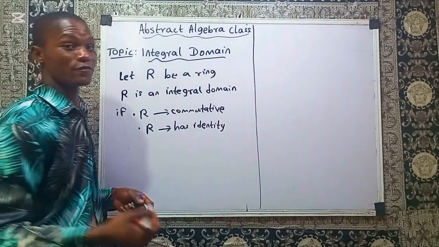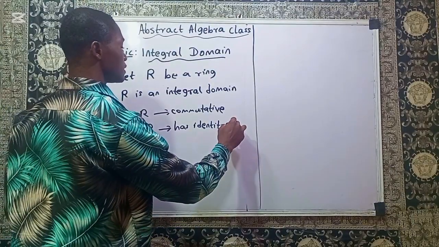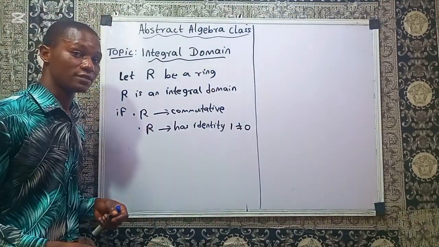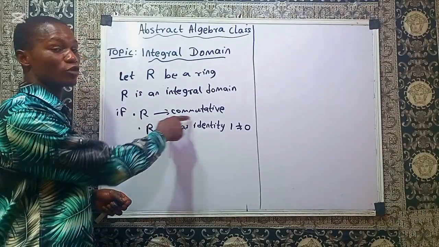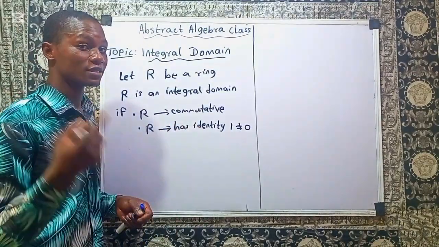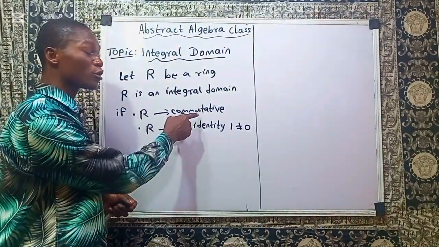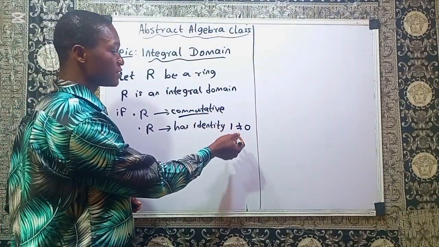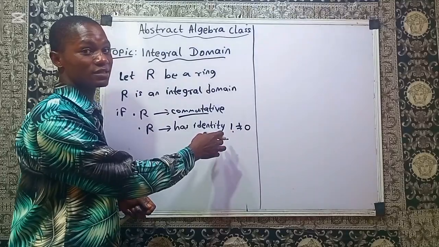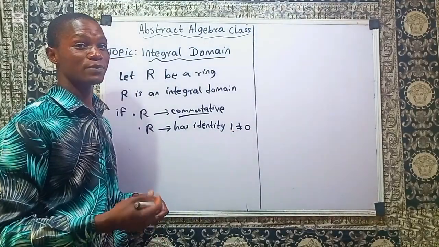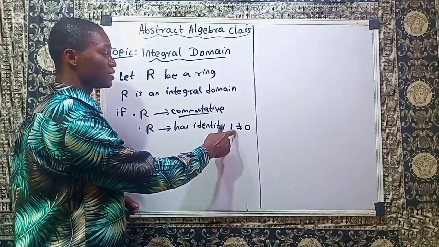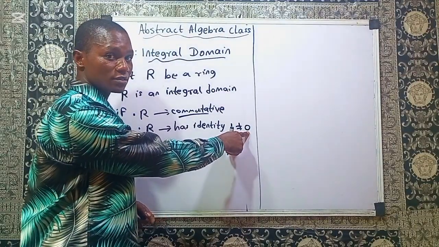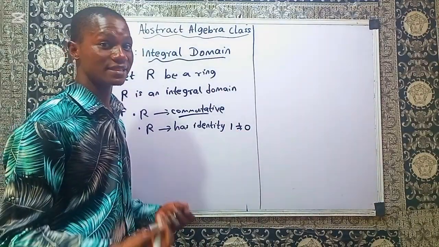The identity of the ring R is denoted by 1 and it is different from the additive identity. So the ring must be commutative. For the ring to be an integral domain, the ring must be commutative. The ring must have identity, denoted by 1. This identity is called the multiplicative identity, and it is different from the zero identity. The zero identity of a ring is the additive identity.